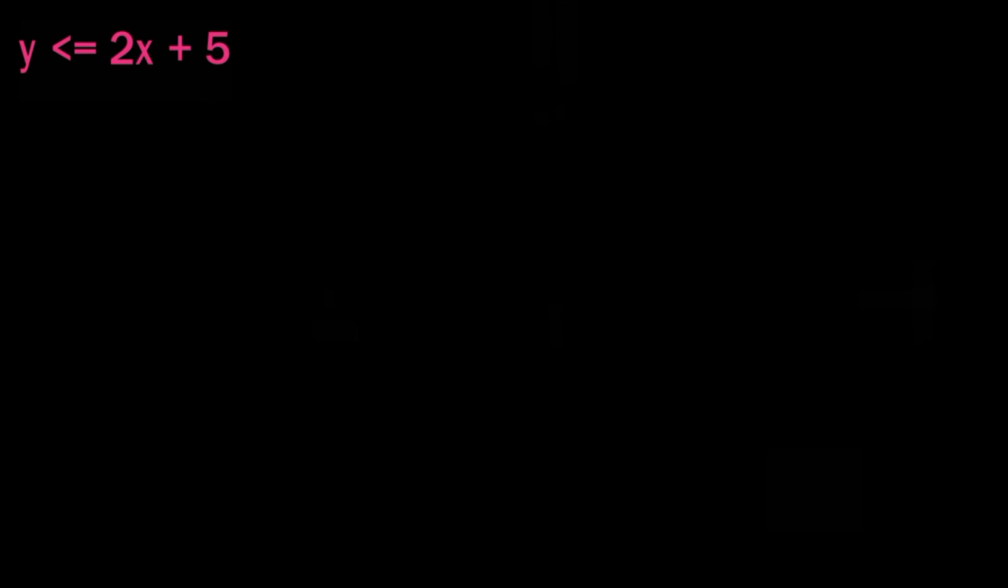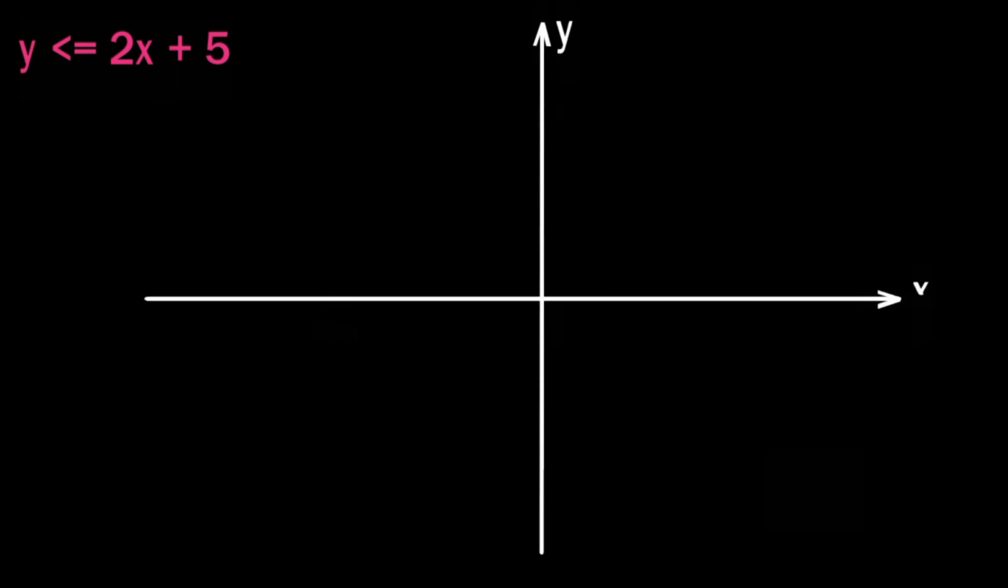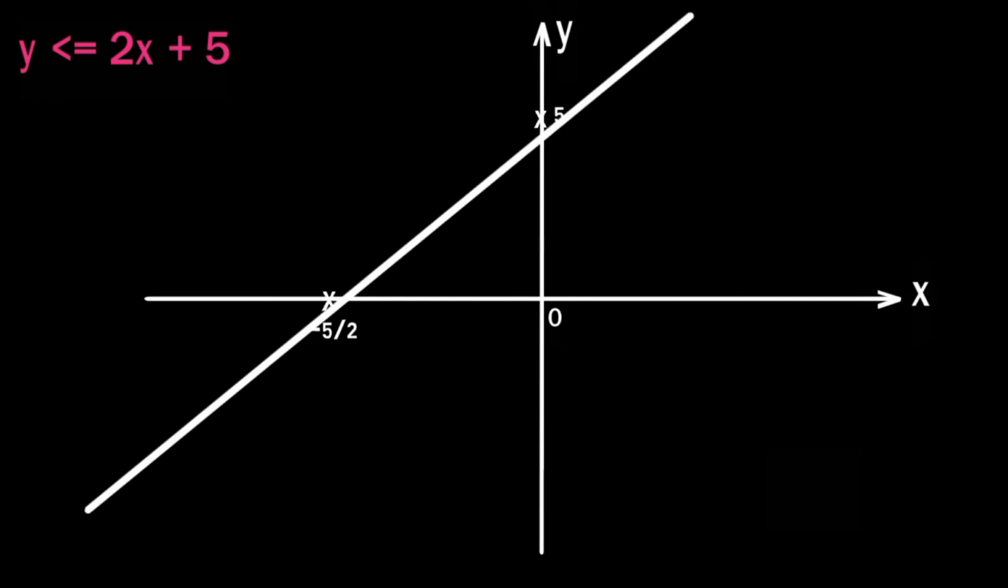So the first thing we need to do is make sure that we draw out the y and x axis. And then the second thing is that when x equal to 0, y equal to 5. When y equal to 0, x equal to negative 5 over 2. So once we have this, since it's a less than or equal to, we draw a solid line. So we have a solid line like this. Then now we need to determine whether we should draw above or below this line. Since it is less than or equal to, we should draw below this line.